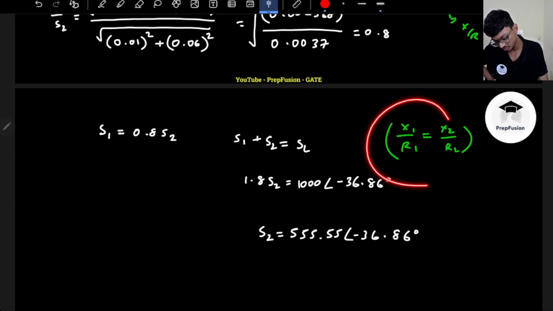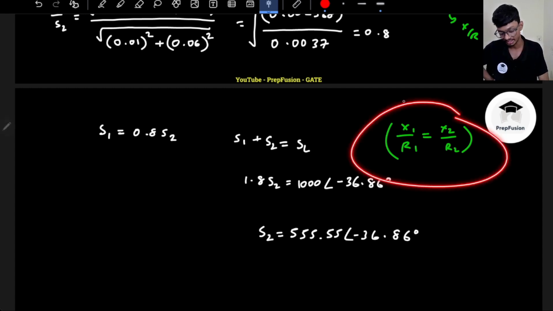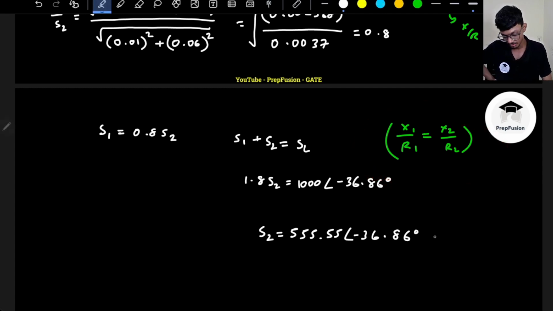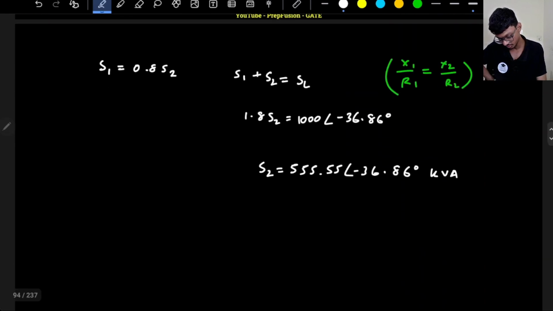If this X by R ratio had not been the same, then the phase angle would have been different. I would have to solve the circuit if this X by R was not the same. That is the thing over here. So it will be 555.55. This will be your answer.